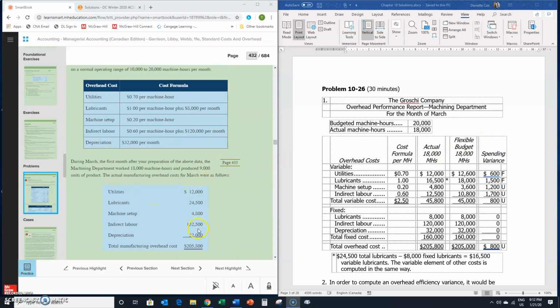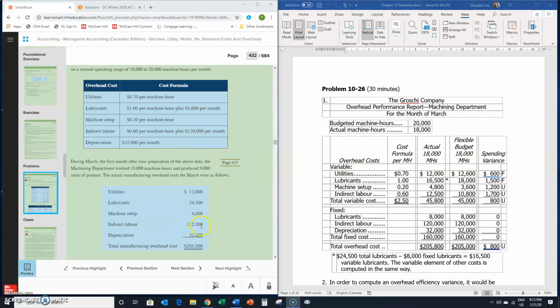Our actual numbers are here. So utilities, 12,000. Lubricants, now it's a little catch in here. Lubricants 24,500, but we're told lubricants are $1 per machine hour plus $8,000 in fixed costs per month. So we're going to take that 8,000 out of this 24,500 because this is what the total cost was, which leaves the variable cost portion 16,500. The 8,000 is down here.